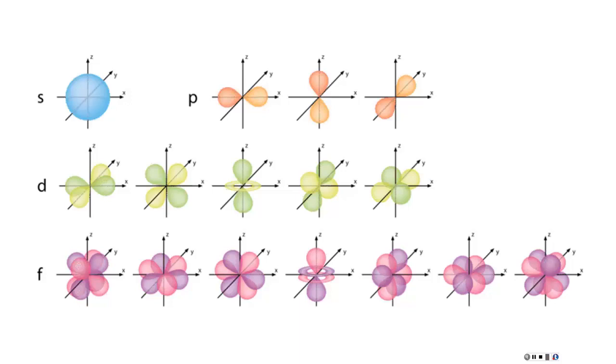What do the numbers before the letters represent? So the numbers before the letters represent the quantum number. I erased them, but that's the orbit.